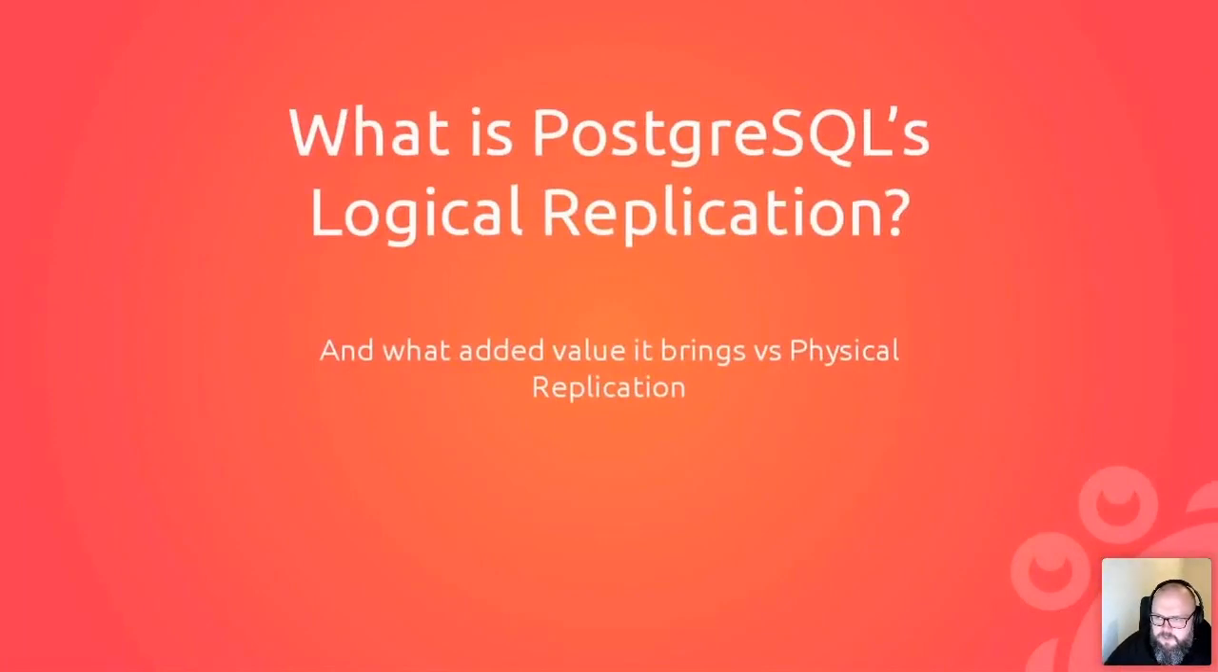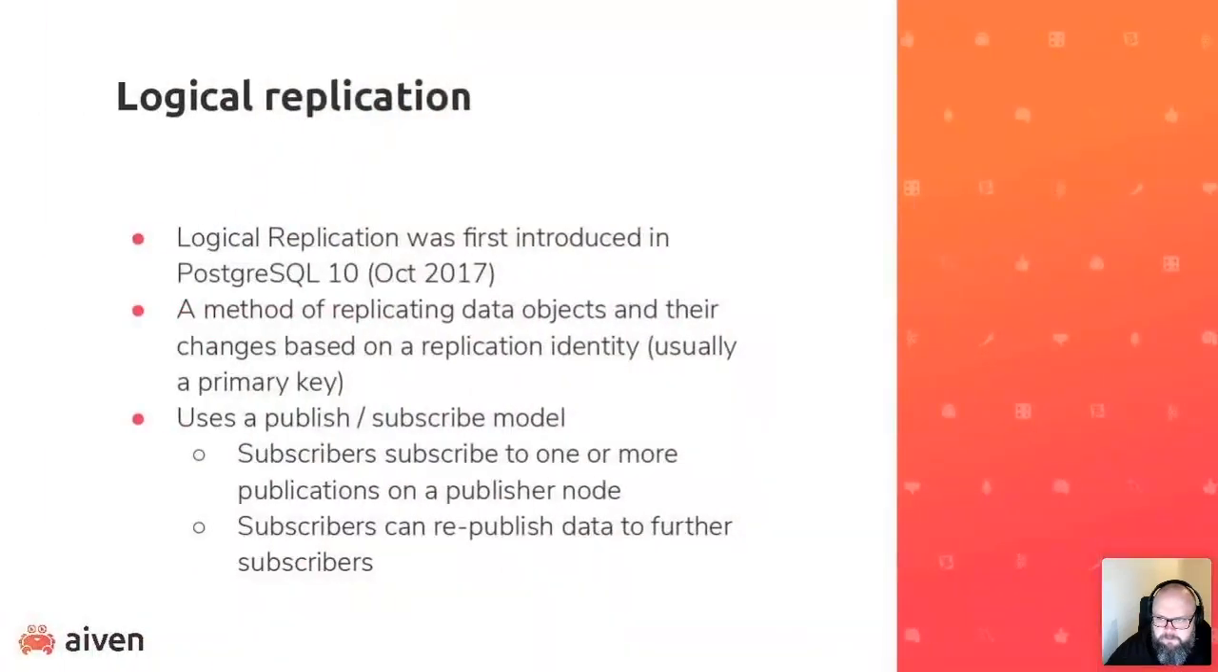So then, let's have a look at logical replication and how it differs from physical replication. Logical replication was introduced in Postgres 10 in October of 2017. It's a method of replication for data objects and their changes based on a replication identity, typically a primary key. It's used with the publish-subscribe model. Subscribers subscribe to one or more publications on a published node, and the subscribers can republish the data to further subscribers.